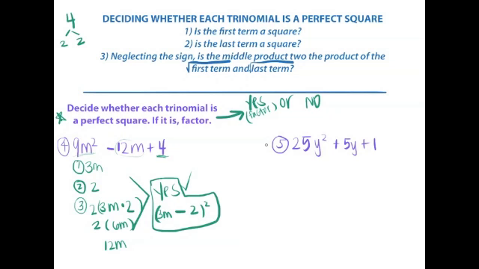Let's look at number 5. Okay, so here's step 1, step 2, and then step 3. So in step 1, is this a perfect square? It is, right? You can do 5y. 5y times 5y would give me 25y squared. In this one, yes it is, because 1 times 1 would give me 1.